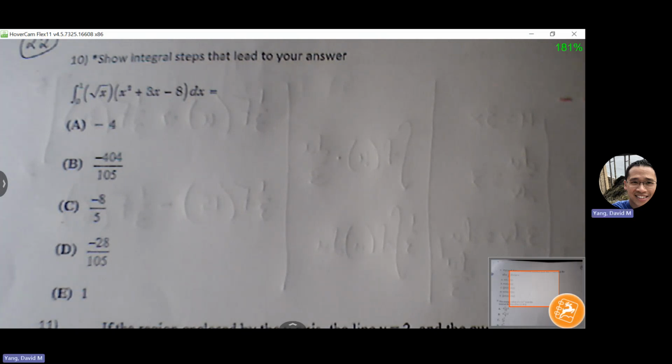A few minutes left. I just want to talk about number 10 real quick on page 22. It says the integral from 0 to 1, square root of x, and then x squared plus 3x minus 8. I want us to be able to work this out by hand. How would you go about going through this problem?